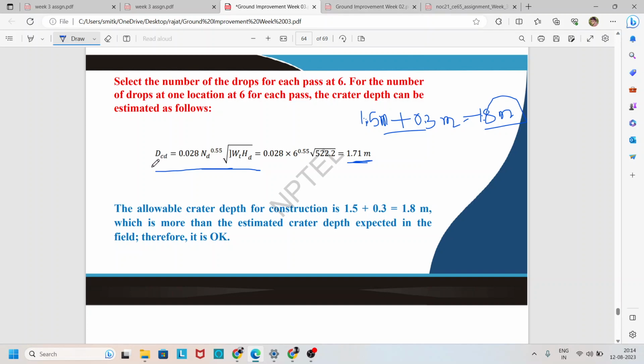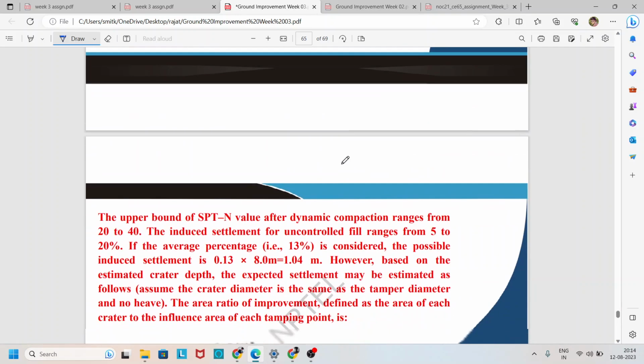So by this formula we find that the depth of the cutter is 1.71 meter. So it is easily shown that the depth is less than 1.8 meter. This cutter depth you can apply, it is safe, or okay.